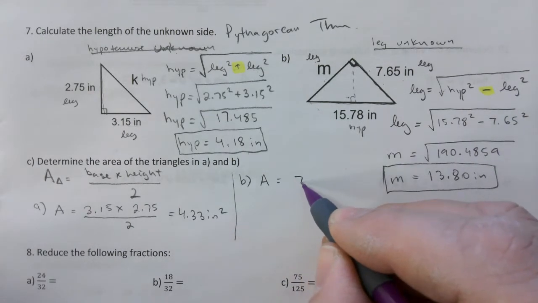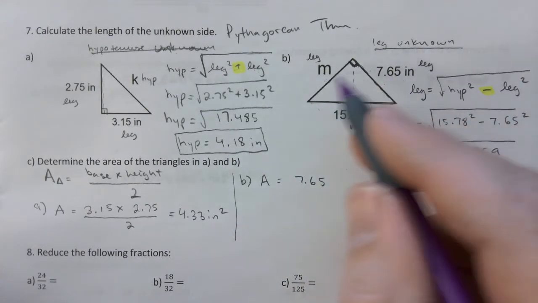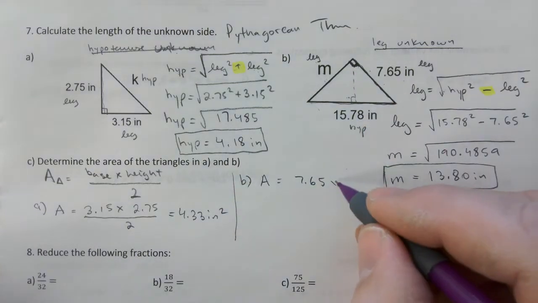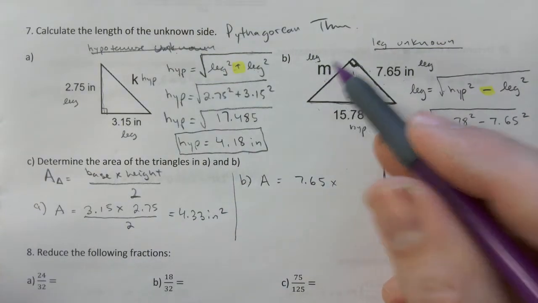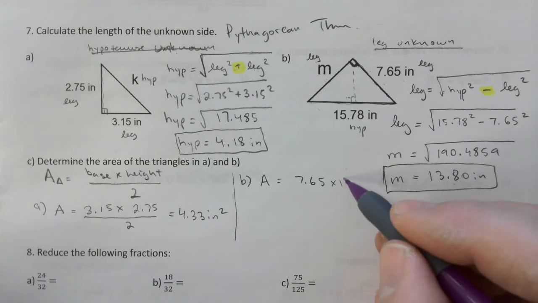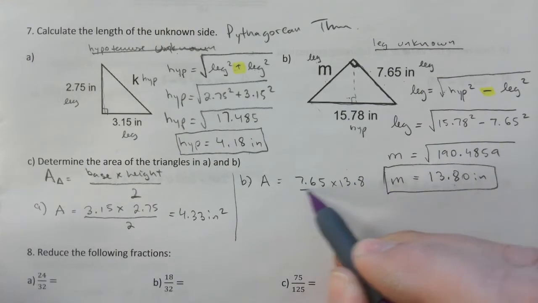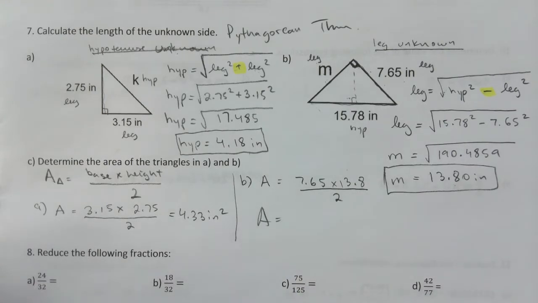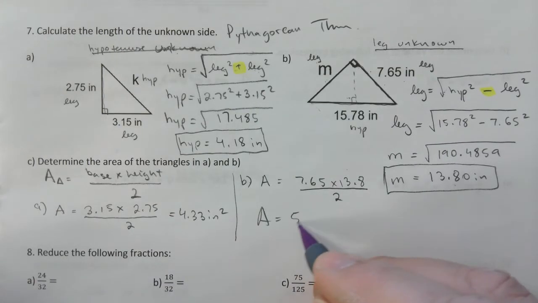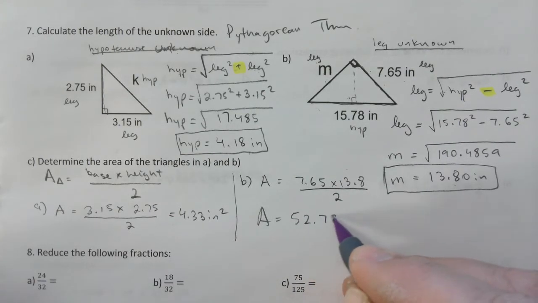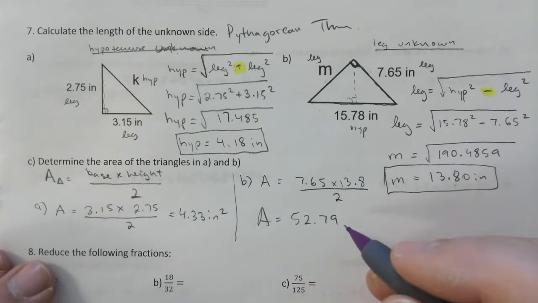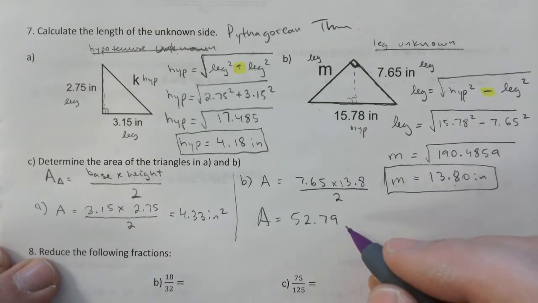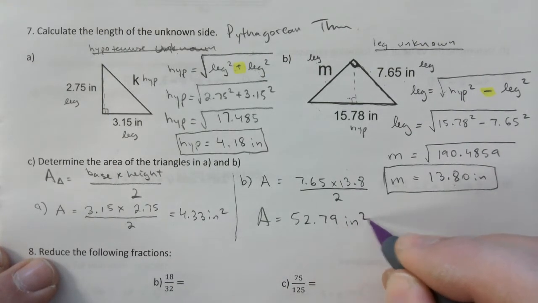So base there is 7.65, and it doesn't matter which one you call base and which one height really. But this one is given to us here, 13.8. We divide that by 2, so that's where you get the area. I made some changes to it, so that's why my answer key is not updated. So I'm doing this as we go. This is also squared inches, right?